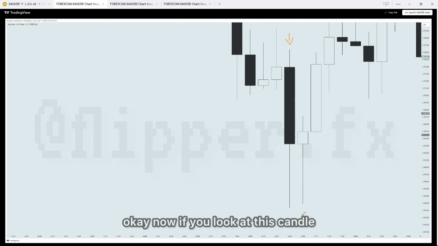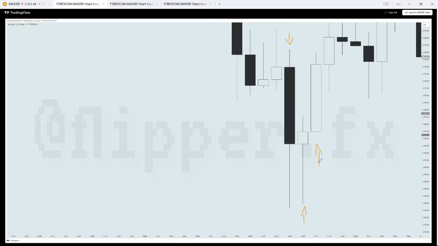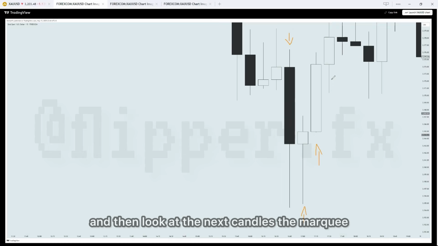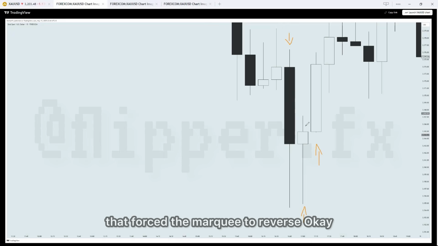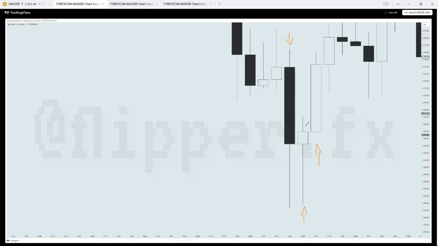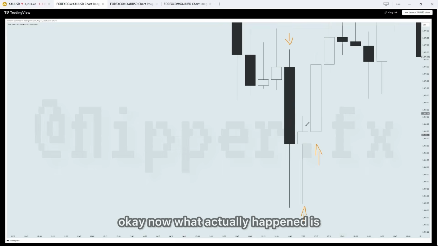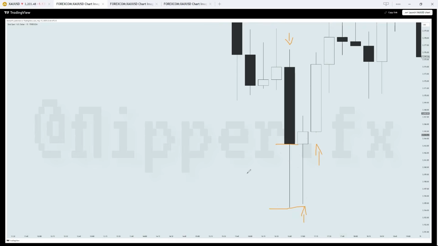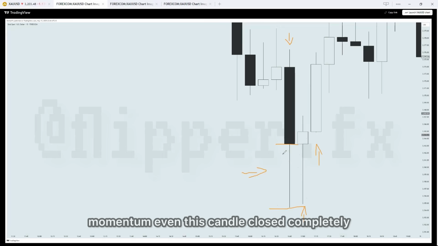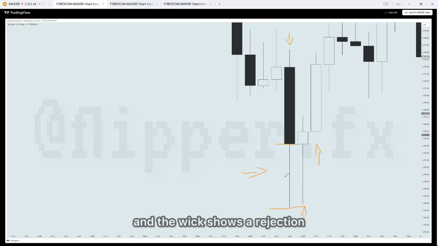Now if you look at this candle, it dropped with strong momentum. And then look at the next candles. The market reversed with the same momentum. So something happened here that forced the market to reverse. What actually happened is that sellers and buyers agreed on a price, either to push the market up or down. Here there was a strong sell momentum, and then from this point we got strong buy momentum. Even this candle closed completely, and the wick shows a rejection.